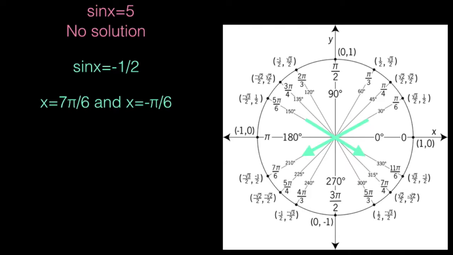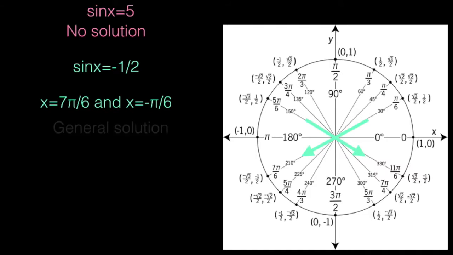Remember, when we say 7 pi over 6, we're going from 0 and then we go counterclockwise. I put x is equal to negative pi over 6 because that's going clockwise, but if that's a bit confusing for you and you just want to stick to going counterclockwise, you could write the negative pi over 6 as 11 pi over 6, so then you'll just have x is equal to 7 pi over 6 and x is equal to 11 pi over 6.